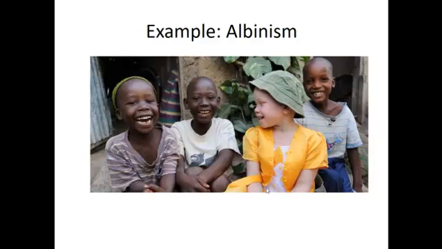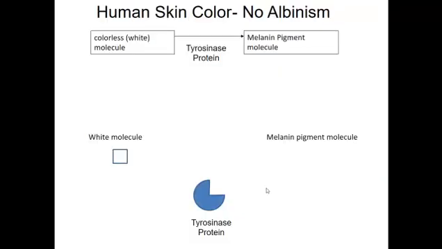So when we think about our albinism example, we talked about that already. We said, all right, we know with human skin color that there are these colorless or white molecules. If we have a functional tyrosinase protein, then that functional tyrosinase protein will convert that white molecule into a colored melanin pigment molecule.